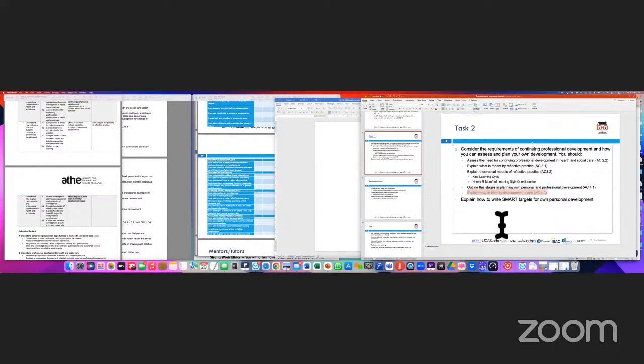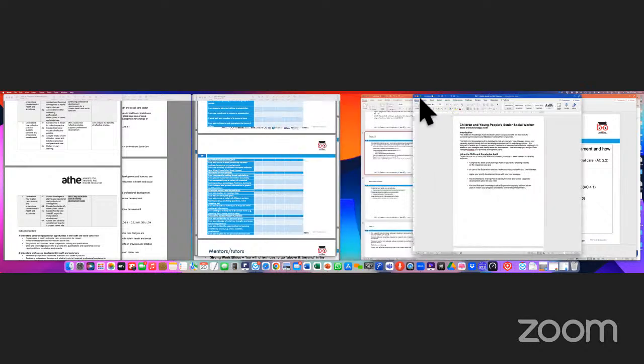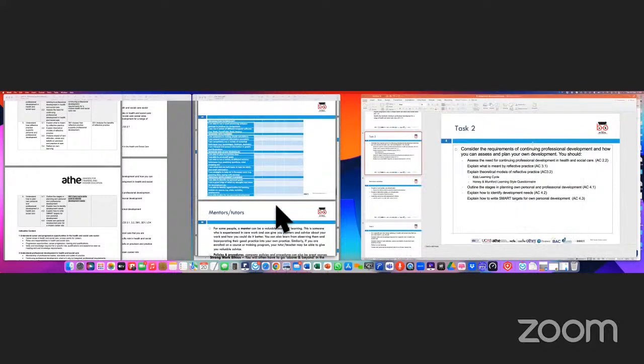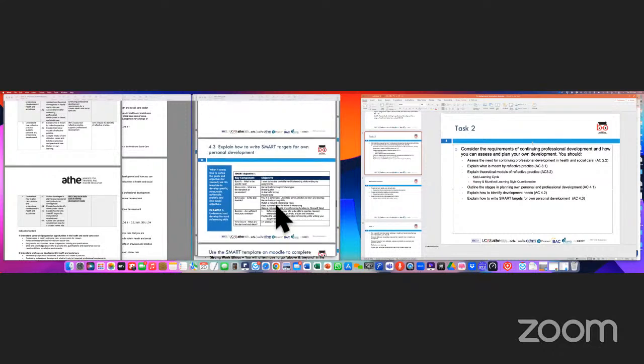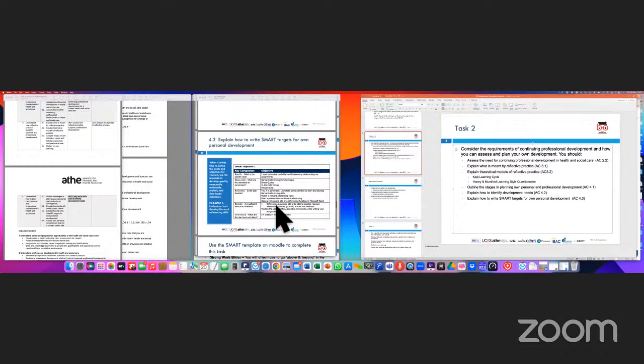Now, the next task talks about SMART targets. How do you set targets, and when you set them, how do you make sure they are meaningful, measurable, achievable, realistic and time-bound? This is again covered in the Learning Outcome 4 presentation and Task 4.3, and that has a template that I've also provided.